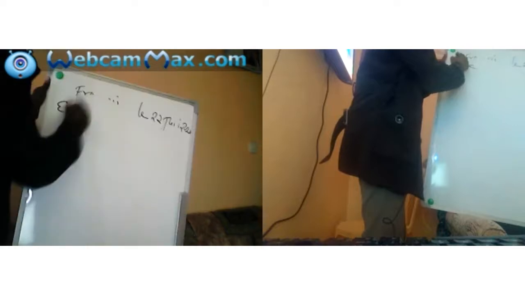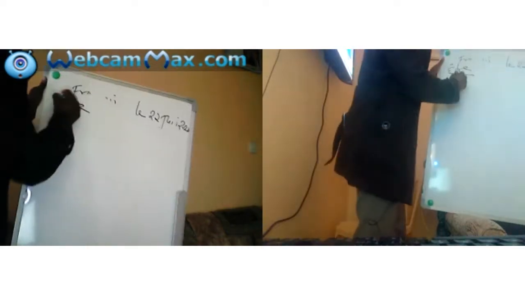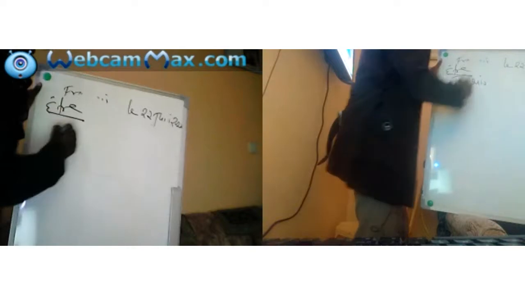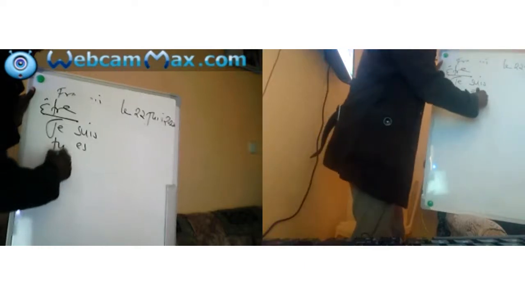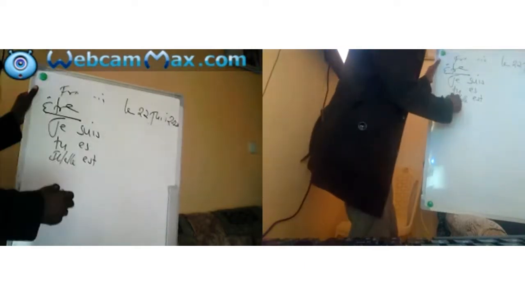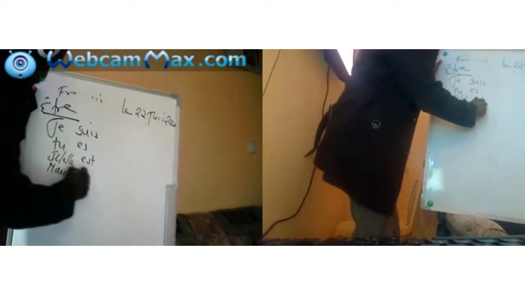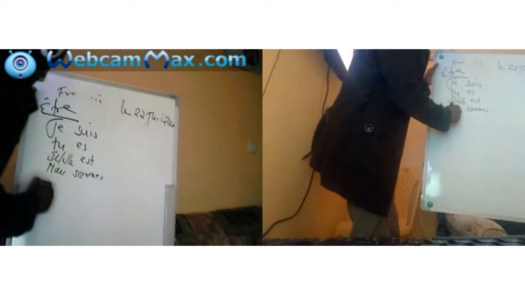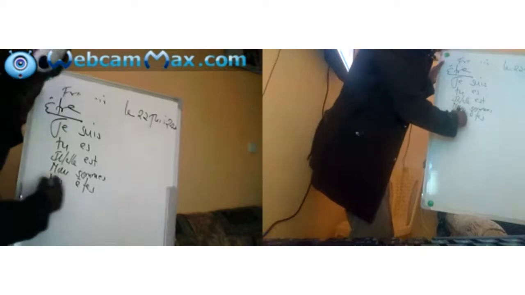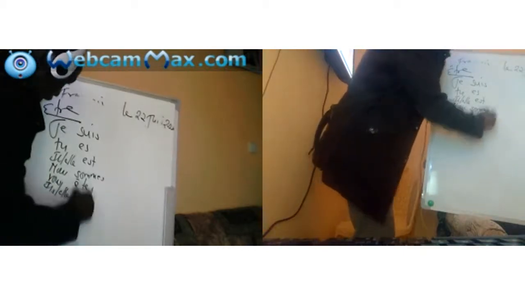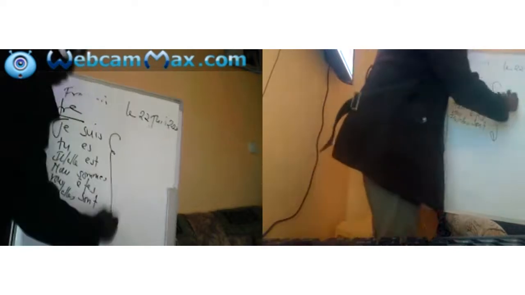So first, you must know how to conjugate the verb être, okay? The verb être, so we say, je suis, tu es, il, elle, nous sommes, vous êtes, ils, elles sont. This is how you conjugate the verb to be plus the past participle of the verb.